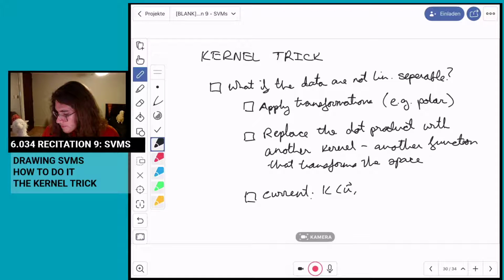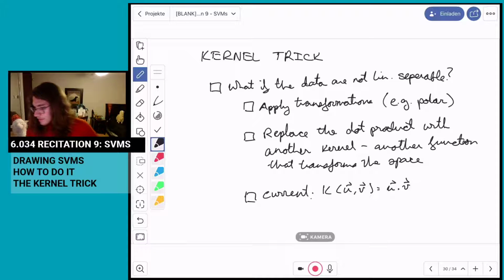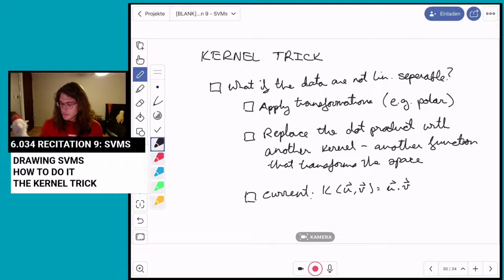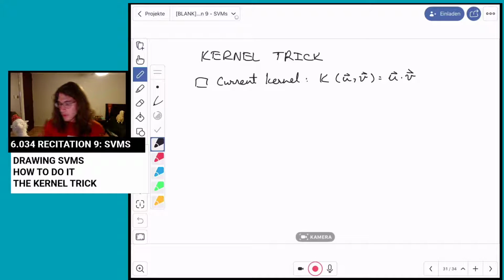K of U, V is equal to U dot V. And you might be thinking, where is this kernel dot product mumbo jumbo coming from? We were just multiplying w times x, and okay, that was a dot product, but it wasn't anything particularly special. How do you change that with something else without breaking a support vector machine? And I'll show you how it comes into play. So the current kernel I'm arguing is the dot product kernel.